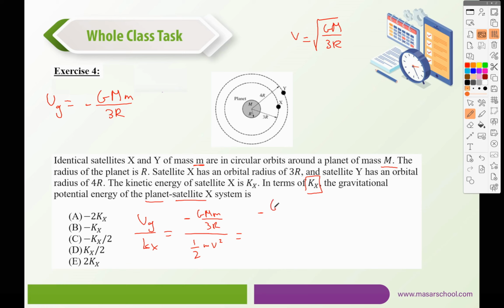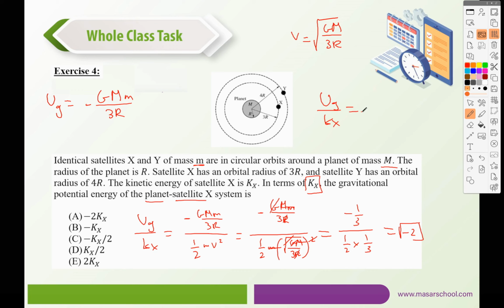Now that would be minus GMm over 3R divided by half m times the square root of GM over 3R to the power of 2. The power of 2 cancels with the square root. G cancels with G, the masses cancel with the masses, R cancels with R. We're left with minus 1 over 3 over 1 over 2 times 1 over 3, which is basically minus 2. Then UG over Kx is equal to minus 2. Then UG is equal to minus 2 Kx, and the correct answer in this case is A.